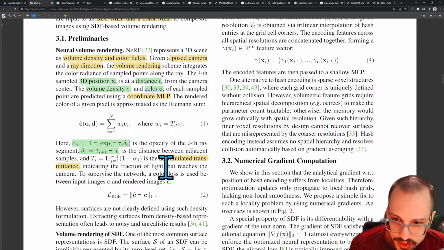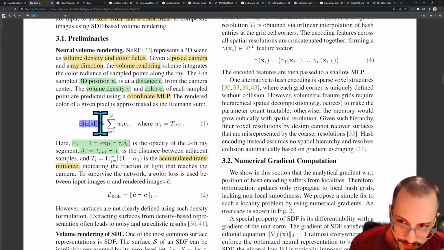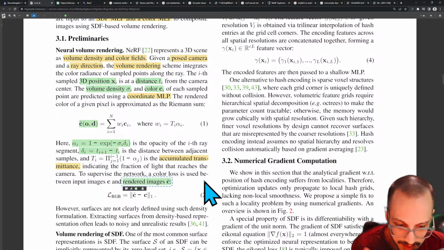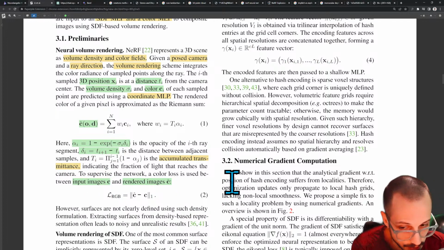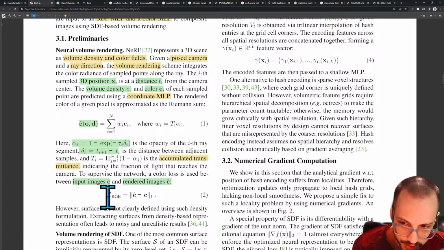indicating the fraction of light that reaches the camera. To supervise the network, a color loss is used between input images C and the rendered images C hat. Okay, so C hat is going to be one color, right? It's going to give you a single pixel color. You're going to have an image composed of a bunch of pixels, and each of those pixels has a color that is calculated with this ray. And then you have your actual input images C, which are the images that you collected with your cell phone. And then what you obviously want is for the difference between those to be as small as possible.